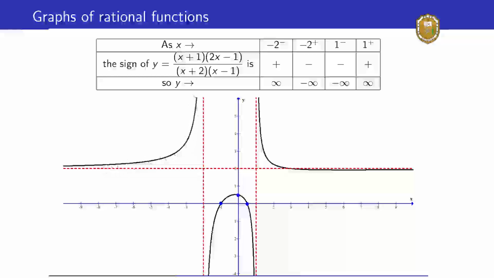We see that as you go to −2 from the right, y goes to minus infinity. So we have this portion of the graph here. As you go to 1 from the left, y goes to minus infinity. So we have this portion of the graph here. And as you go to 1 from the right, y goes to plus infinity. And so we have this portion of the graph over here.